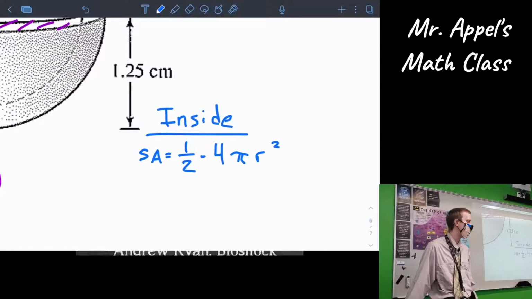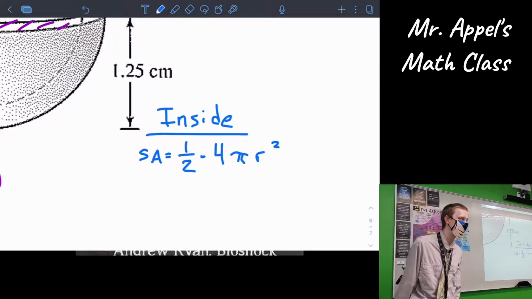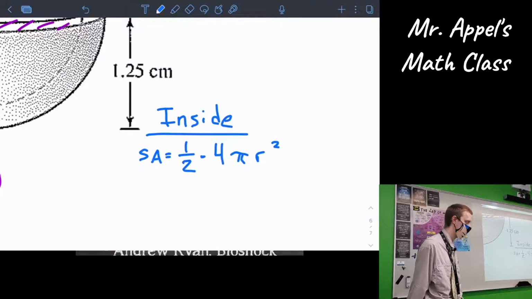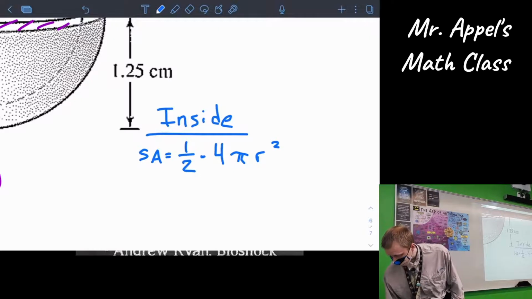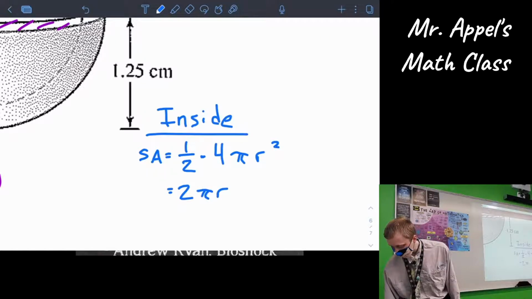If you don't have that memorized, that's okay. You need that somewhere handy in your notes, so you can look it up quickly and easily. As long as you can find it, you're set. Okay? So let's just real quick simplify here. Half of 4 becomes 2, so now it's just 2 pi r squared. Oh, that's nice.